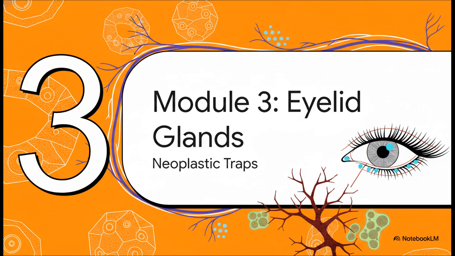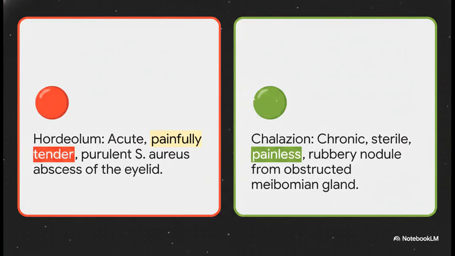Module 3. Eyelid glands and neoplastic traps. Notice the clinical shift here. We're dissecting focal lesions now. We transition from an acute, painfully tender, purulent Staphylococcus aureus infection in a hordeolum, commonly known as a sty, to a chronic, sterile granulomatous reaction in a chalazion. A chalazion manifests as a completely painless, rubbery, hard nodule.